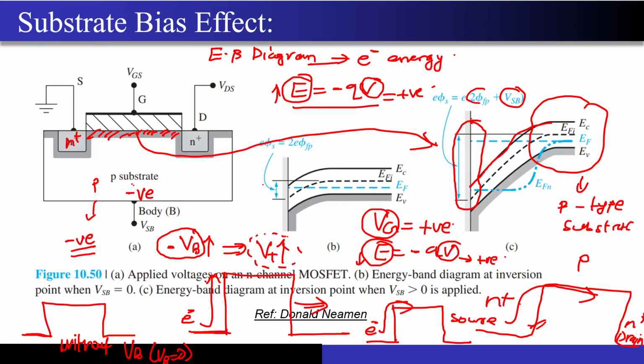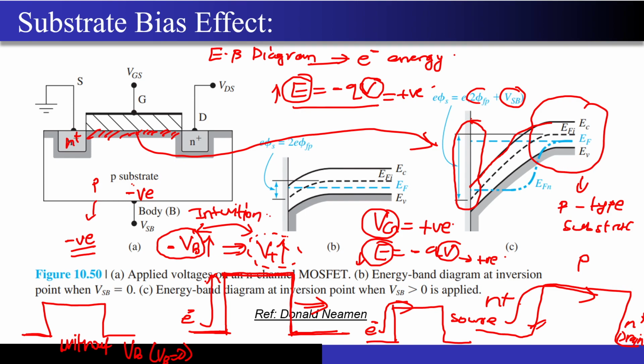And now what I just told you, right? If my VSB increases, I just gave you one intuition: the barrier for the electrons at the source to go into the drain region actually increases. That means this can be considered as an increase in the threshold voltage. So this is the intuition that I had given you, right? Let me just write it. This is the intuition that I had given to you.